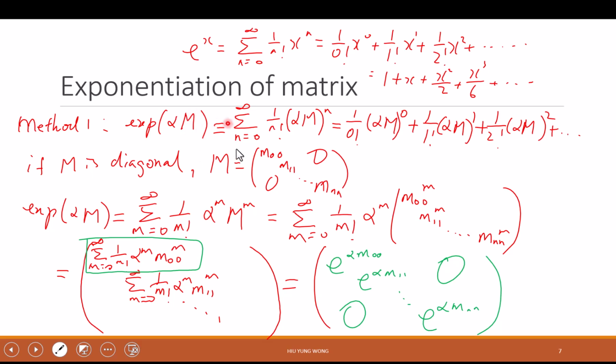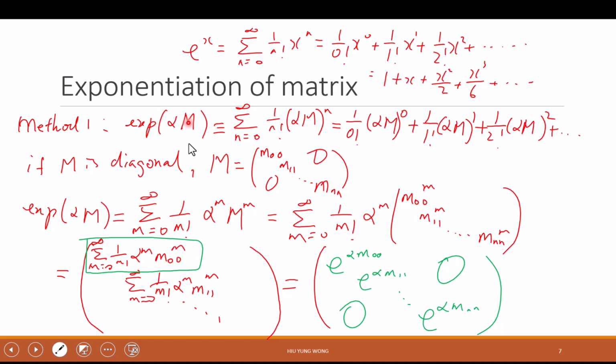M is a matrix. It's just equal to, by the definition, we remember e to the power x is what? By Taylor expansion, the sum of 1 over n factorial times x to the power n, right? Which means 1 over 0 factorial x to the 0 plus 1 over 1 factorial x to the power 1 plus 1 over 2 factorial x to the power 2 plus 1 over 3 factorial x to the power 3, which is just 1 plus x plus x squared over 2, x cubed over 6. This is the definition of the exponent, e to the power x. We use the same definition here.